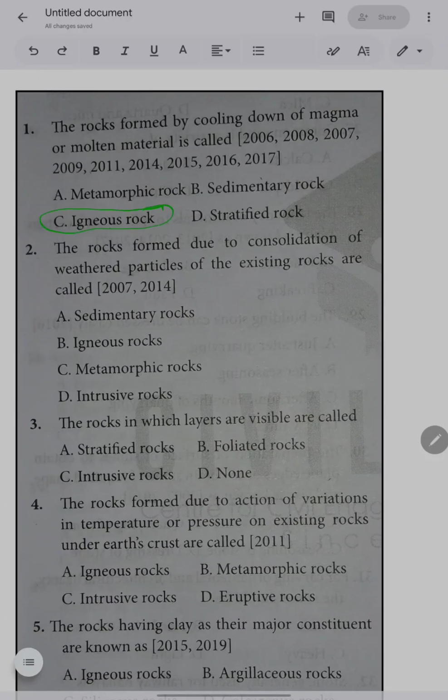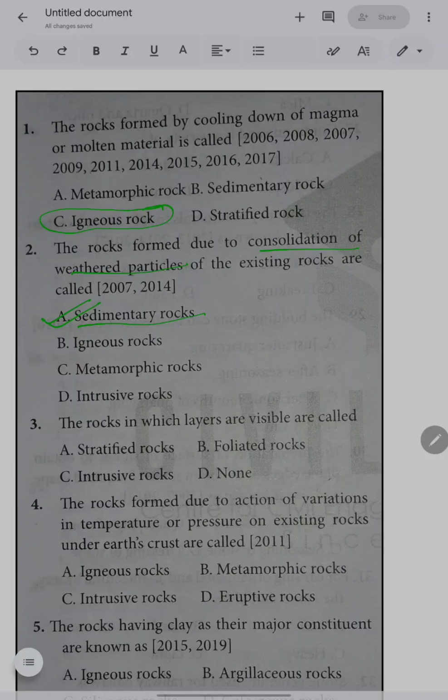Next question. The rocks formed due to consolidation of weathered particles of the existing rocks are called sedimentary rocks, igneous rocks, metamorphic rocks, intrusive rocks. So here the answer is option A, sedimentary rocks. So rocks formed due to the consolidation of weathered particles of the existing rocks are called sedimentary rocks.